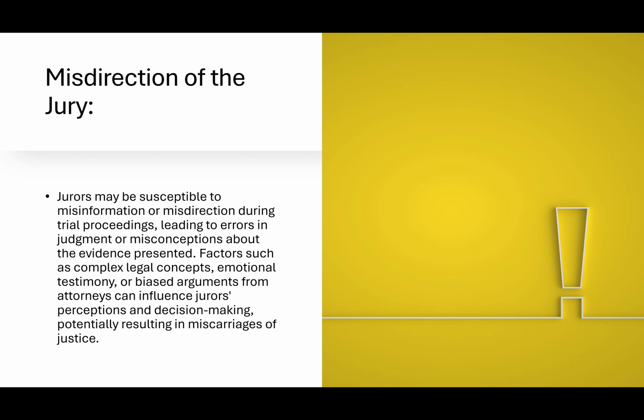Misdirection of the jury. Jurors may be susceptible to misinformation and misdirection during trial proceedings, leading to errors in judgment and misconceptions about evidence presented. Factors such as complex legal concepts, emotional testimony, and biased arguments from attorneys can influence jurors' perceptions and decision making. Remember, jurors are judges of fact, not judges of law. So they will make these decisions, and actually get misdirected within the entire course of the litigation. So we have that there.